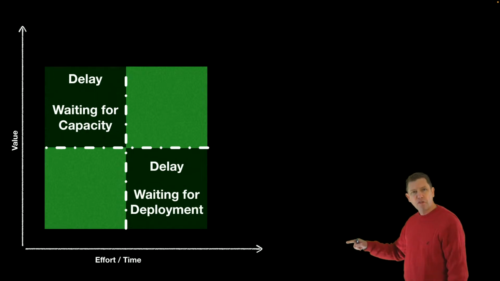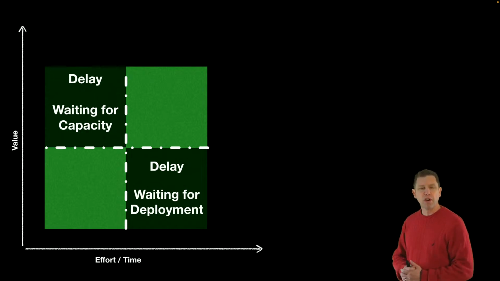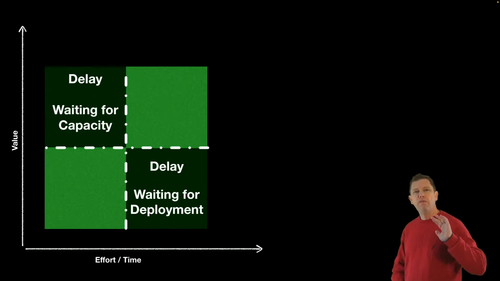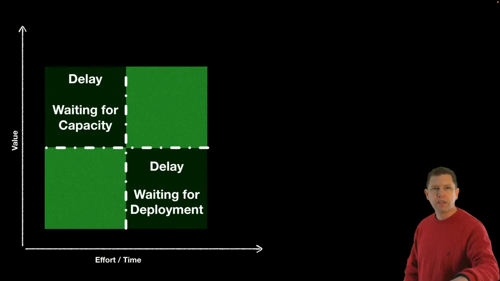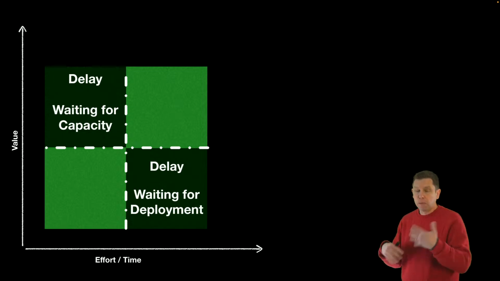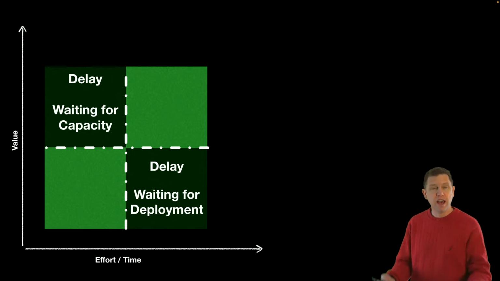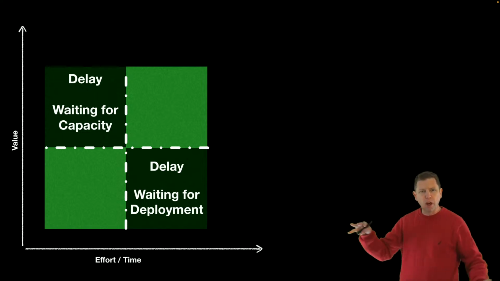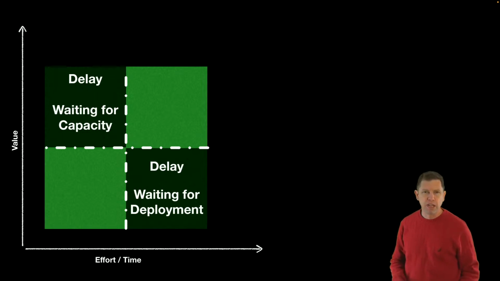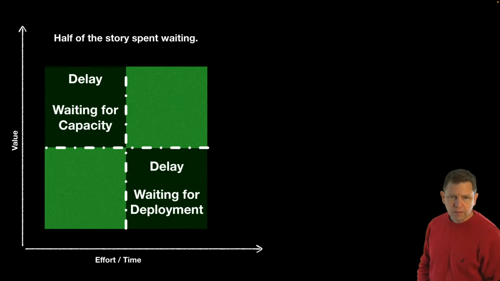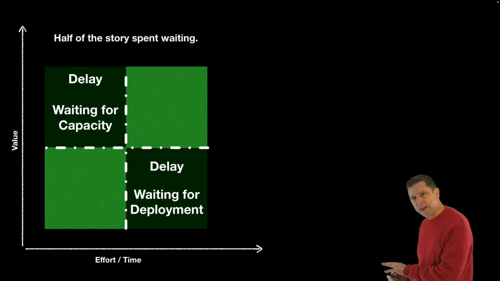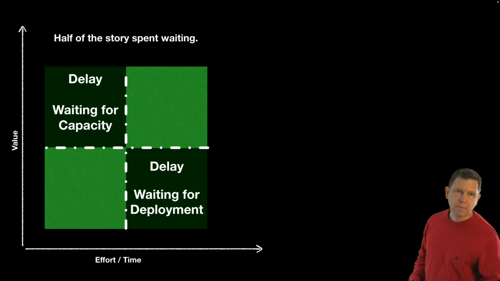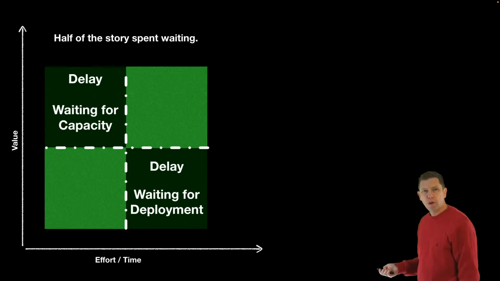Because once we've got that first half of the story done, if we're dealing with this as a big chunk, we're now waiting before we deploy it and get it into the customer's hands. So we have something that is presumably valuable to the customer that's done, but we're not deploying it yet because we're thinking of the whole block as being the value that we're trying to deliver. So half of the story here is spent waiting, either waiting to have capacity to start on something or waiting to have time to deploy something.